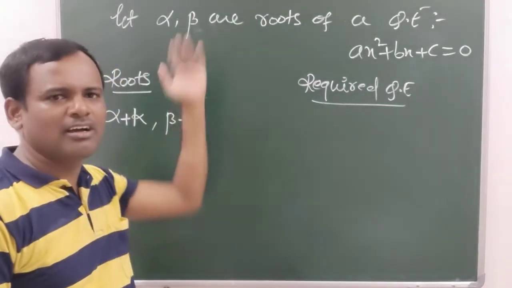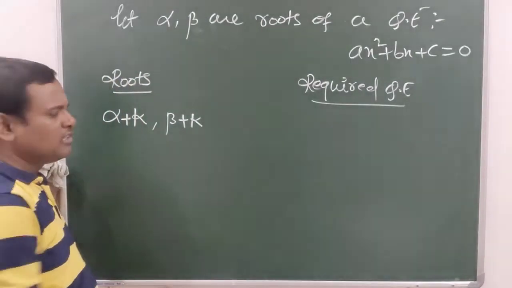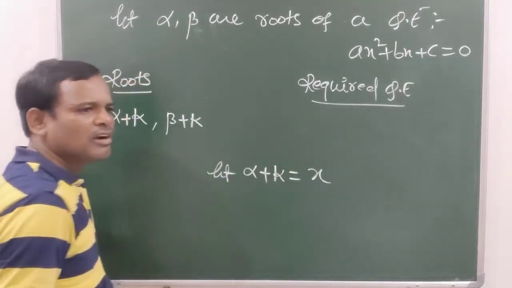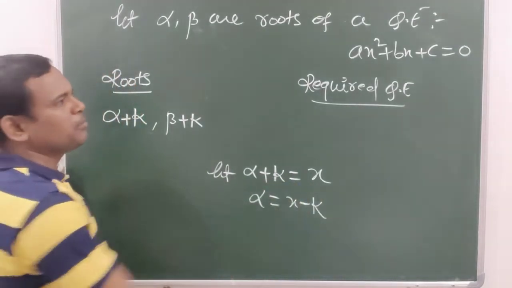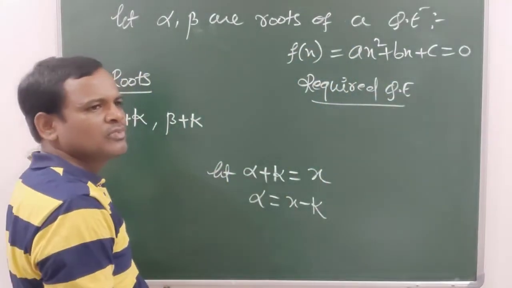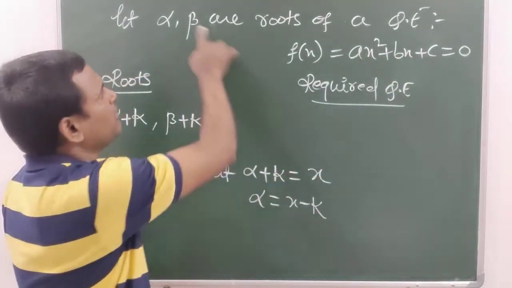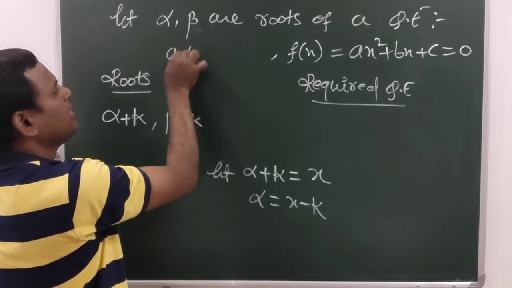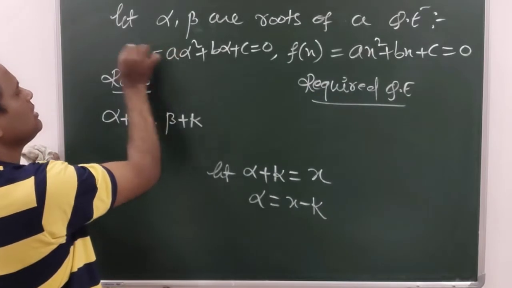Then as I said in my earlier application, first what we have to do is consider this alpha plus k is equal to a dummy variable called x. Now make alpha a subject, x minus k we will get. Suppose you consider this quadratic equation as f of x, a quadratic equation in terms of a variable x. So here alpha is one of the roots of this equation. When you substitute x equal to alpha, what do we get? A alpha square plus b alpha plus c is equal to 0. That is nothing but f of alpha.